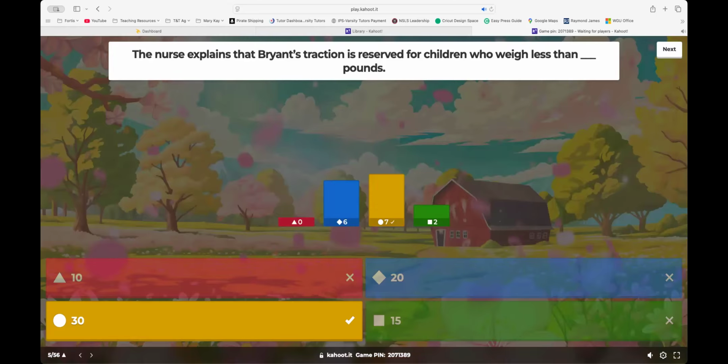So Bryant's traction, the one where their feet are straight up in the air, is going to be reserved for, 30 pounds.